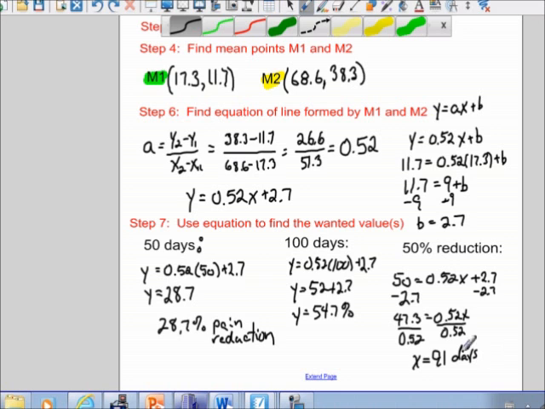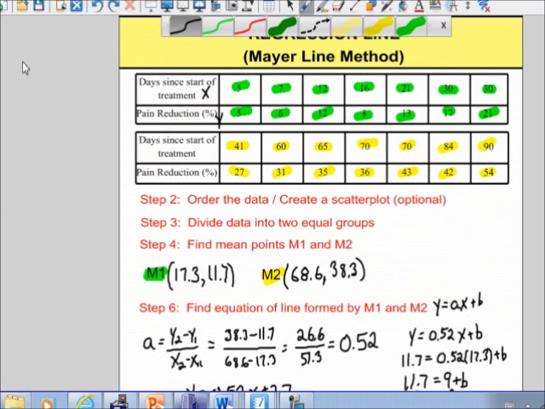So on average, we should expect to go for about 91 days to get 50% reduction. And again, we see this person maybe did a little bit better than expected. They went 90 days and got a little bit higher.